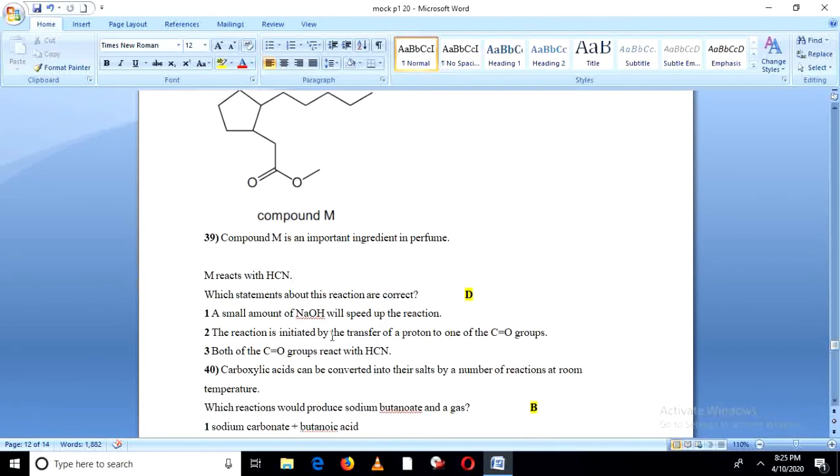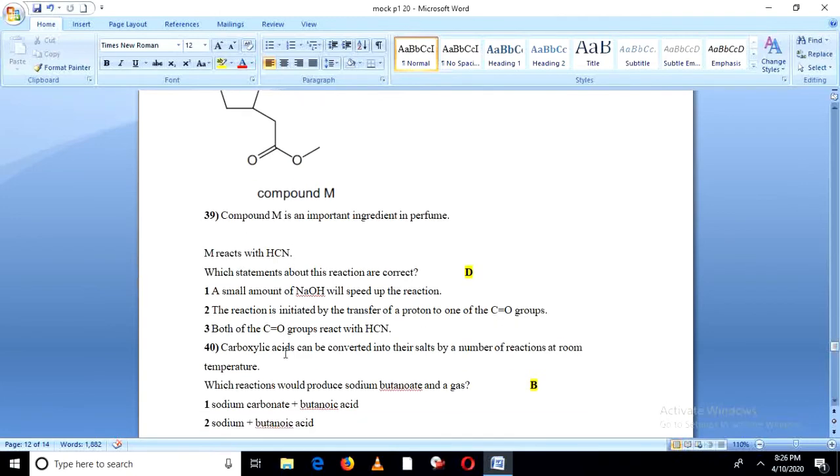While for the second statement, the reaction is initiated by the transfer of a proton to one of the carbonyl groups. We know that when the reaction of HCN takes place with the carbonyl groups, basically first the cyanide ion moves towards the carbonyl group, not the H positive ion.